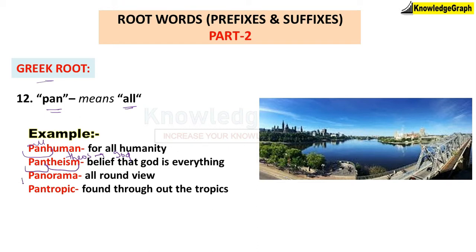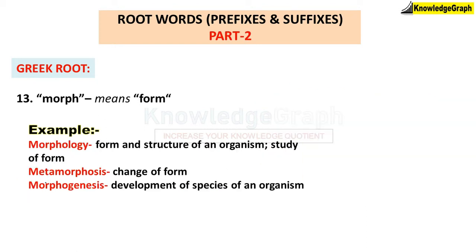Panorama. Pan is again all. Orama basically means a kind of wide range or a wide view. So all round view. This is like a panorama. It's like a 360-degree view. We have this option in our phone as well, where there's an option called panorama. We can click and we can get an all round view of that. Pantropic is found throughout the tropics. Something that is found throughout the tropics is pantropic.